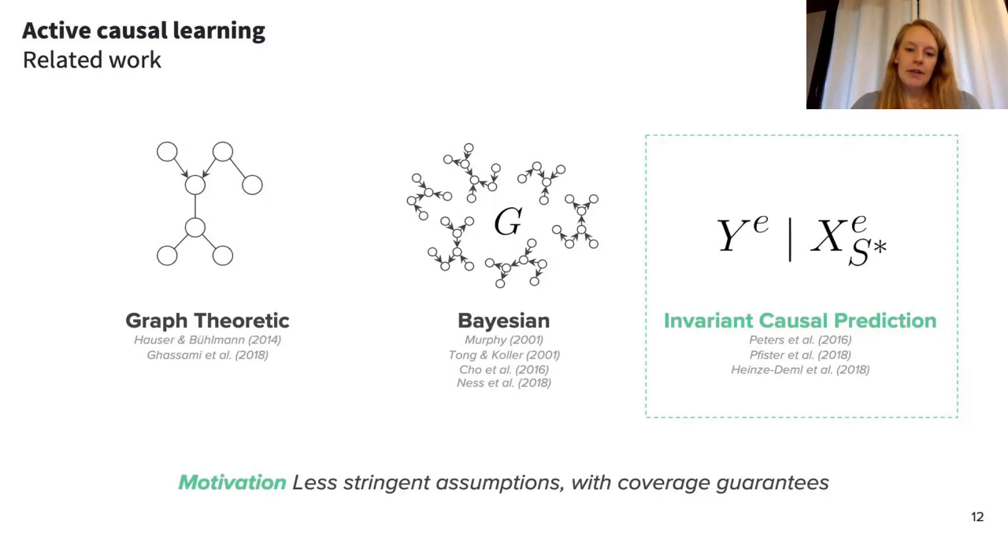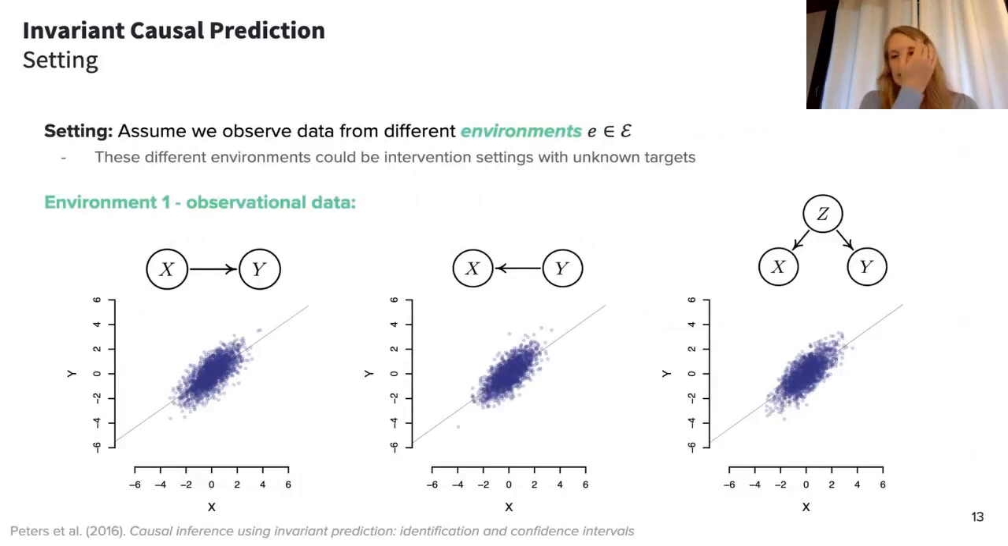So ICP is, as I said, formulated for the setting where we have data from different settings, also called environments in ICP. These different environments could be intervention settings with known or unknown targets. The important point in ICP is that we don't need to know where we intervened that then gave rise to the corresponding data set. We just need a number of data sets, and we don't care how they came about.